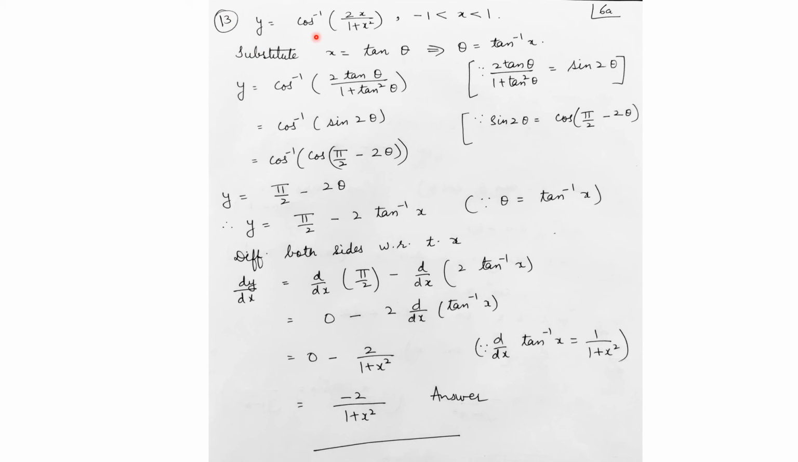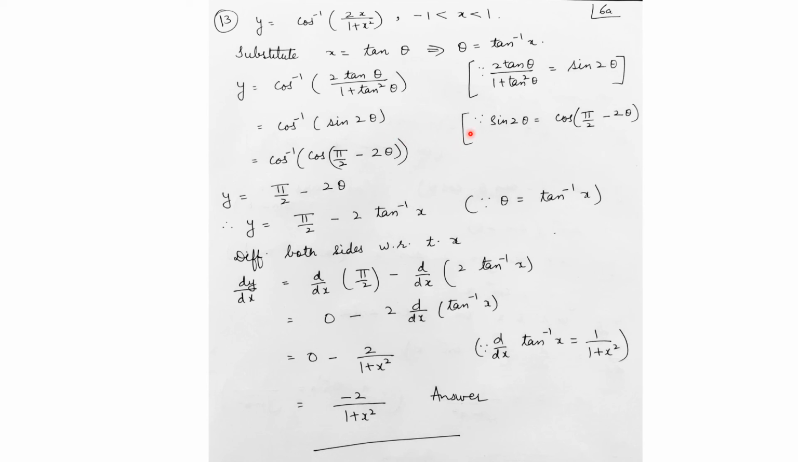y is equal to cos inverse of 2x upon (1 plus x square), x lies between minus 1 and 1. Now, substitute x is equal to tan theta, which implies theta is equal to tan inverse x. Substituting the value of x, wherever x is written, you will write tan theta. You get y is equal to cos inverse of 2 tan theta whole upon (1 plus tan square theta). Now another formula, we know that 2 tan theta upon 1 plus tan square theta is equal to sine 2 theta. Substitute the value, you will get y is equal to cos inverse sine 2 theta.